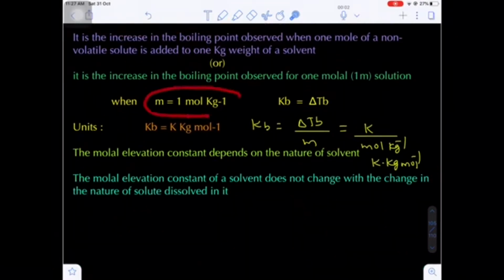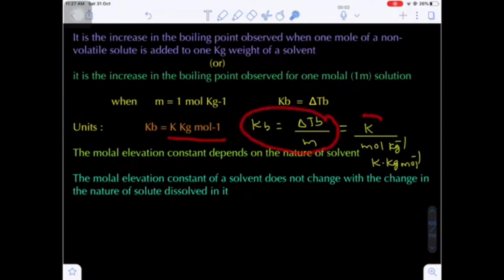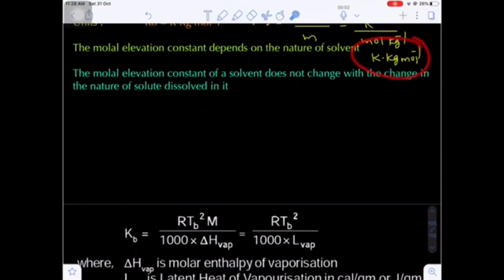When the molality value is taken as unity, whatever the increase in the boiling point is nothing but the molar elevation constant. The units for the molar elevation constant are Kelvin kg per mole, because Kb equals delta Tb by molality. Delta Tb is the elevation in the boiling point, whose SI unit is Kelvin, divided by molality, whose units are moles per kilogram. So Kelvin kg per mole. What is the unit for the molar elevation constant? Kelvin kg per mole.